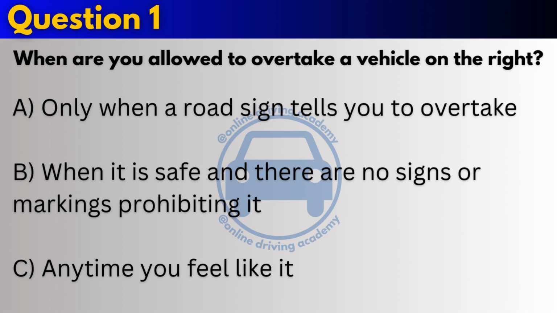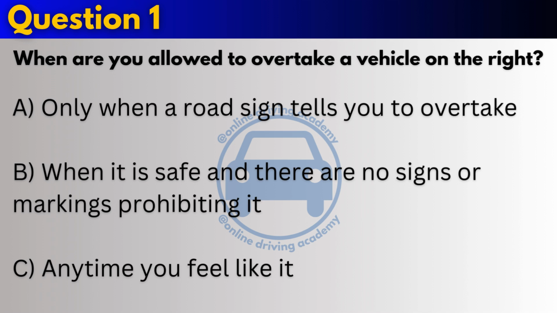Is it option A, only when a road sign tells you to overtake? Is it option B, when it is safe and there are no road signs or markings prohibiting it? Or is it option C, anytime you feel like it? Now with option A, it says only when a road sign tells you to overtake. Now you're not going to see a road sign that's going to instruct you to overtake, right? You will see a road sign that's going to instruct you to not overtake. So option A cannot be your answer.